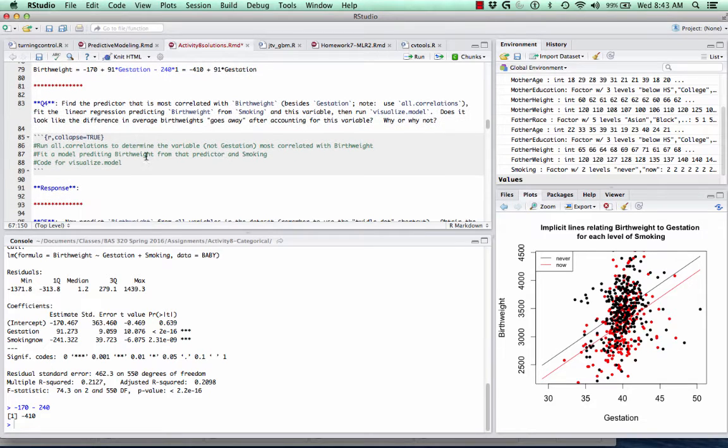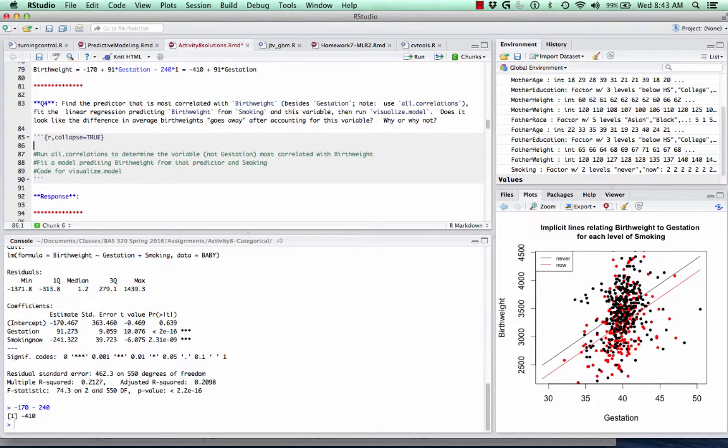All right, so let's continue this analysis. Let's examine other potential lurking variables that might be able to explain away this difference in birth weights. Let's find the predictor that's most correlated with birth weight besides gestation. So let's run all correlations in the baby data frame, where the variable of interest is birth weight, and let's sort it by strength.